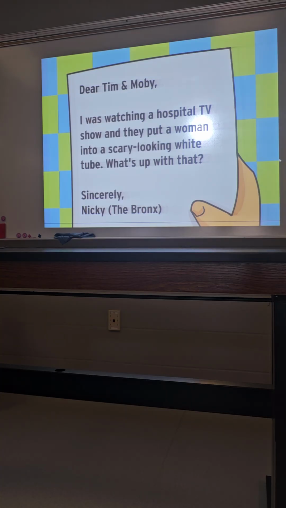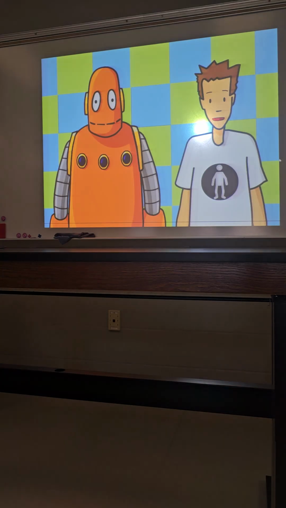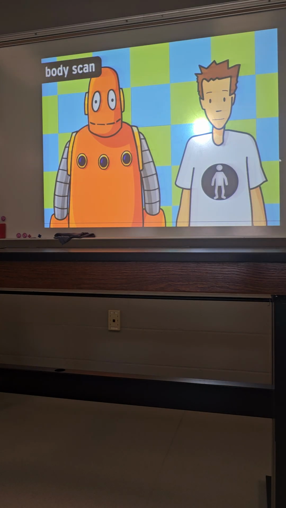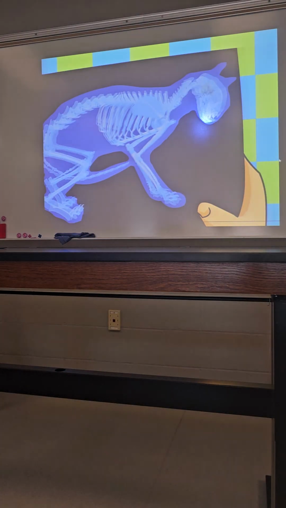Dear Tim and Moby, I was watching a hospital TV show and they put a woman into a scary looking white tube. What's up with that? Sincerely, Nikki. Well, what you probably saw was a body scan. Body scans are used to look inside your body to see if there's anything wrong with you. If there is something wrong, doctors can often pinpoint exactly where and what it is by examining the images produced by the scan. I thought I told you not to do that.